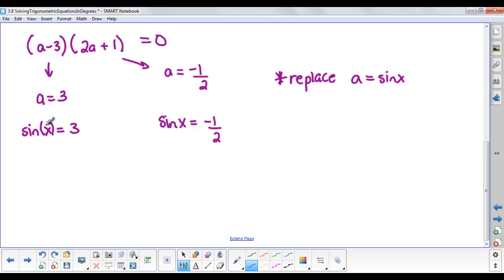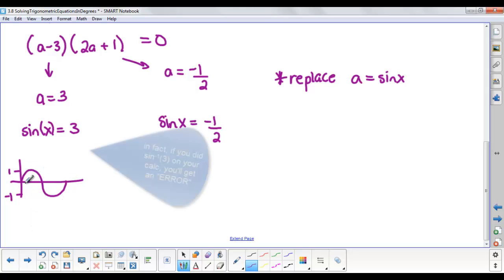Now we need to solve for the angle x. Recall the sine graph. It looks like this. Its maximum is 1 and its minimum is negative 1. There is no value for the angle x here that would ever make this positive 3. So in this case, there would be no solution.